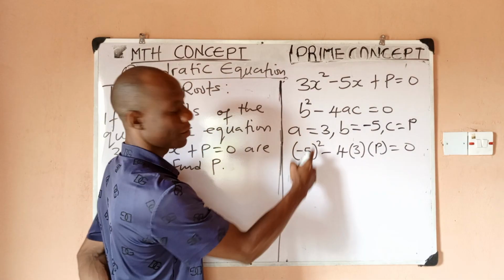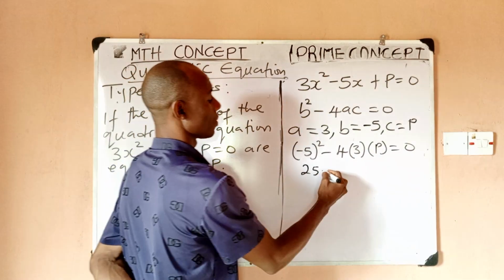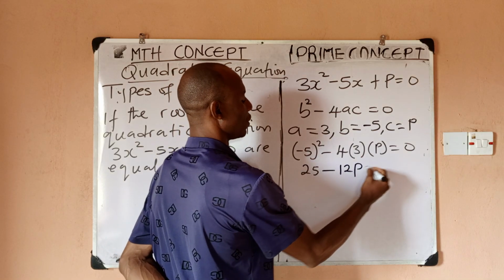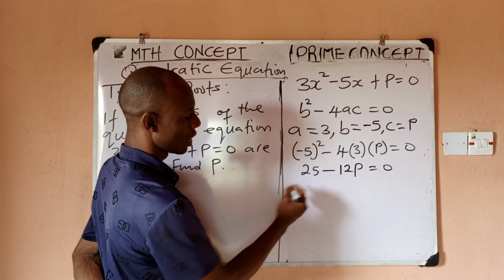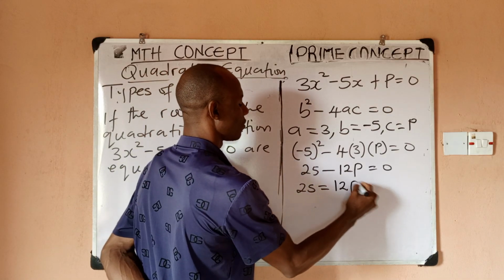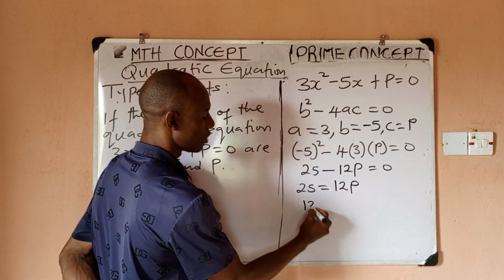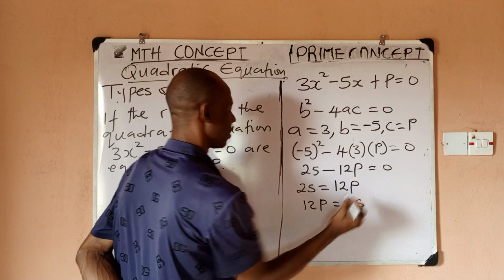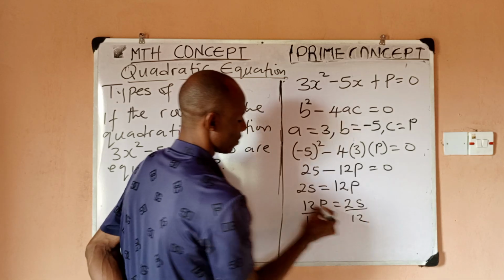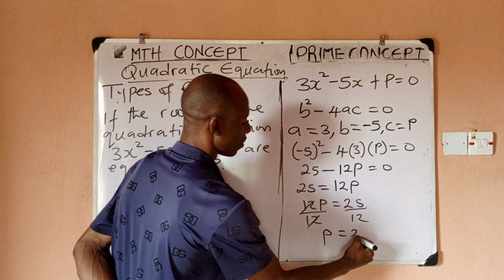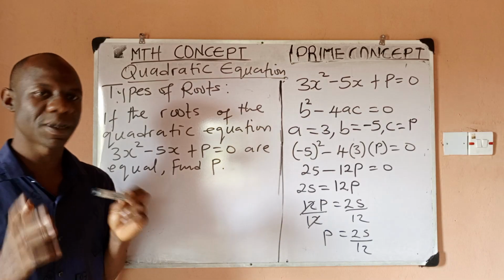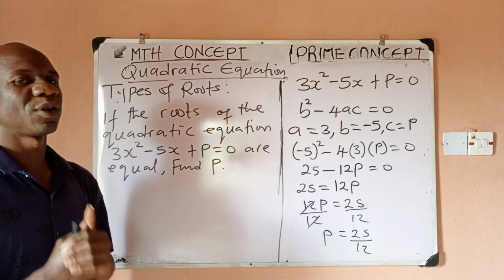So -5 squared is actually 25. Then I have this times this is 12, so minus 12p equals 0. So what I'll quickly do is to say 25 equals, when this crosses, it becomes 12p. Or I would say 12p equals 25. So that when I divide both sides by 12, I would have that p becomes what? 25 by 12. So I've gotten the value of p just by the simple application of what we have done.